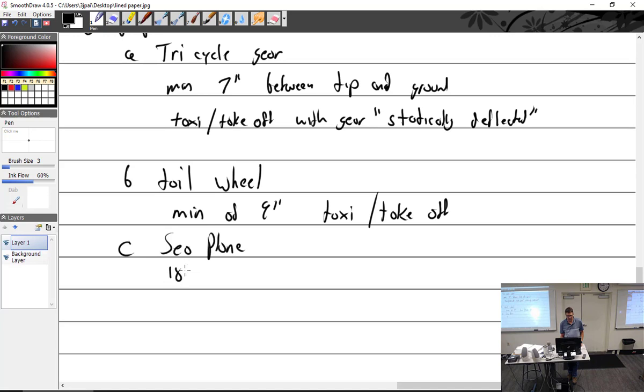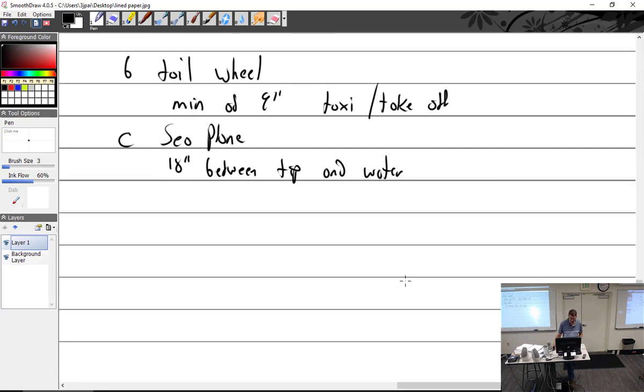Seaplane. That's 18 inches between tip and water. Because water does a lot of damage to a prop at high speed. It's spray and stuff.